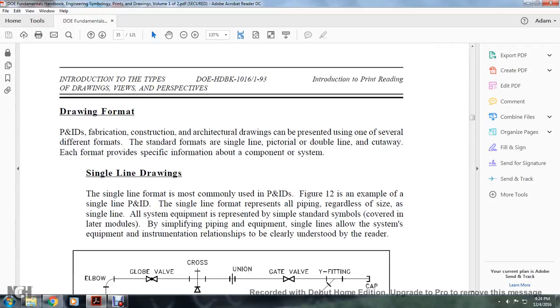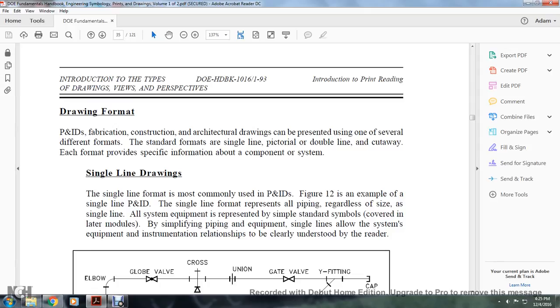Single line drawing. Single line format is most commonly used for the piping and instrument document. Figure 12 is an example of the single line piping and instrument document. The single line format represents all piping regardless of the size, and all system equipment is represented with the single line. Simple standards are covered in later modules.